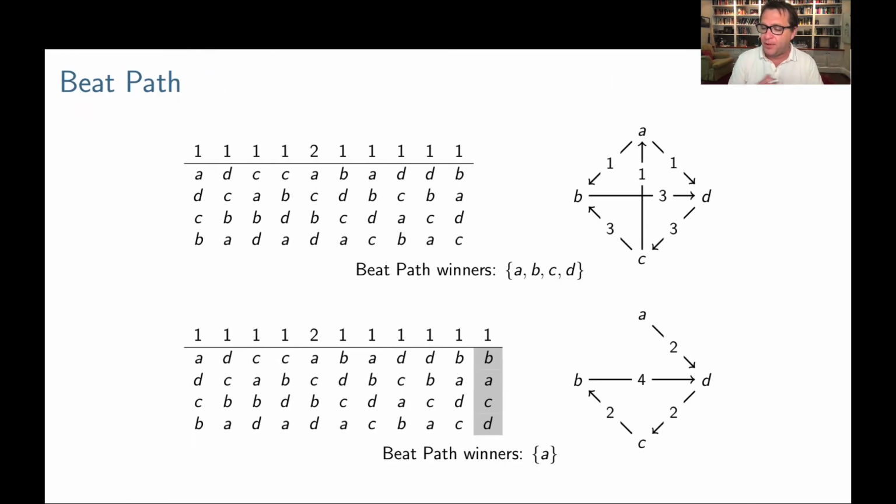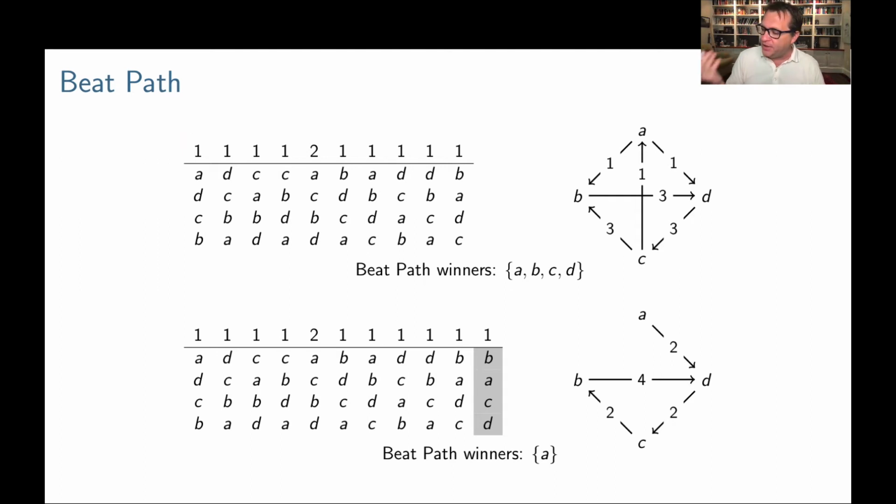So let's look at an example. Here are two profiles. The first thing I want to note is that we can represent a profile in terms of a margin graph. This is a graph where the nodes are the candidates, and an arrow from A to B means that A is majority preferred to B. It's going to be labeled with the margin of victory. So this arrow right here means that the margin of A over B is 1. Now, in this profile right here, the beat path winners are everybody. A, B, C, and D are all beat path winners.